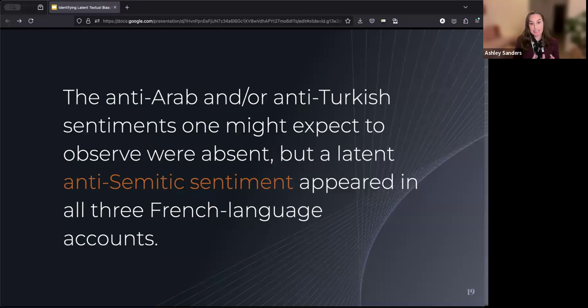As I mentioned, I thought there might be some anti-Arab or anti-Turkish sentiments in these chronicles. I didn't notice much in my close reading, but I wanted to double check and make sure I hadn't missed something. What I found was that there really wasn't any anti-Arab or anti-Turkish bias present, but there was a latent anti-Semitic sentiment that appeared in all 3 French language accounts. This really surprised me. So I began to delve into this to understand: was this a product of the experience of Jewish people in the Ottoman period of this history, or was this an example of French and Algerian anti-Semitic sentiment of the authors who were writing?